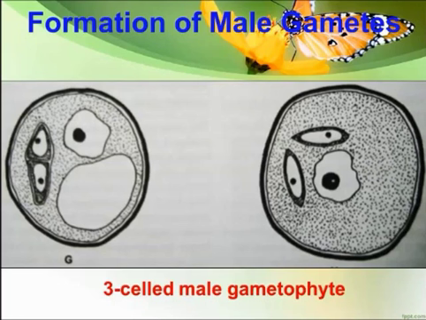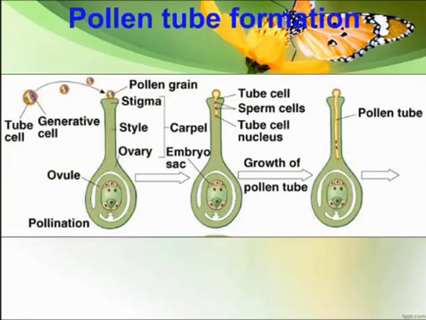Pollen is engorging but central vacuole is still present. In the figure on the right side of this panel, you can see a mature pollen grain with separated sperm cells embedded in vegetative cell. This represents a three-celled male gametophyte. Now, after the formation of a two-celled and three-celled male gametophyte, let's discuss the pollen tube formation. So, what is a pollen tube and how is it formed?